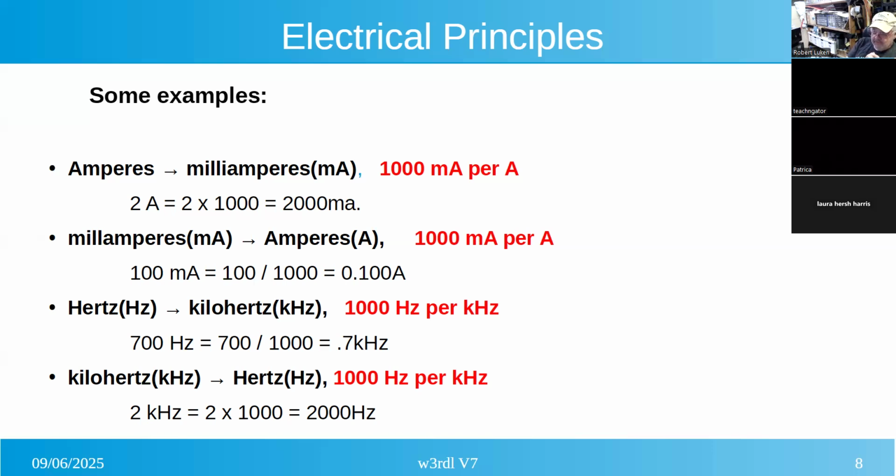If we were doing hertz to kilohertz, it's the same kind of ratio. There's 1,000 hertz in a kilohertz. So we would divide, and 7 hertz would be equivalent to 0.007 kilohertz. And if we go the opposite, from kilohertz to hertz, we have that same ratio. So in this case, we multiply, and 2 kilohertz is equal to 2,000 hertz.